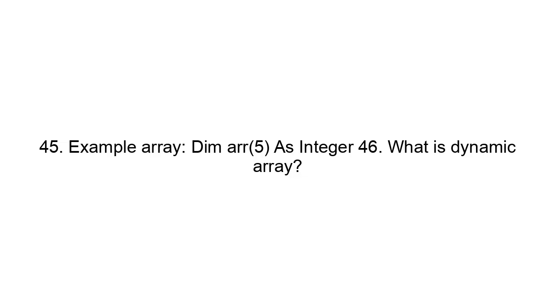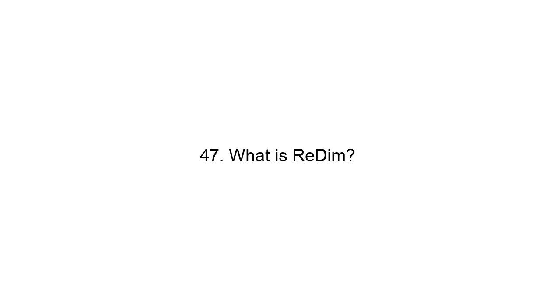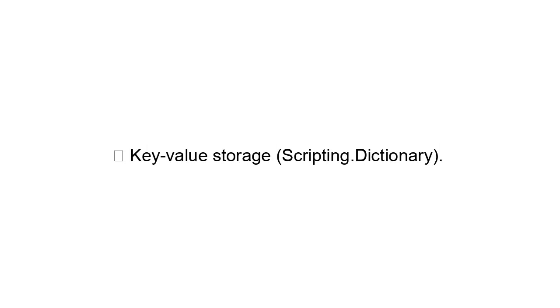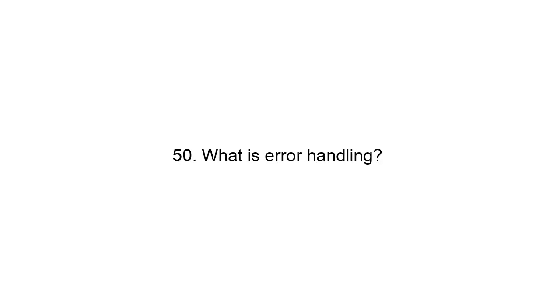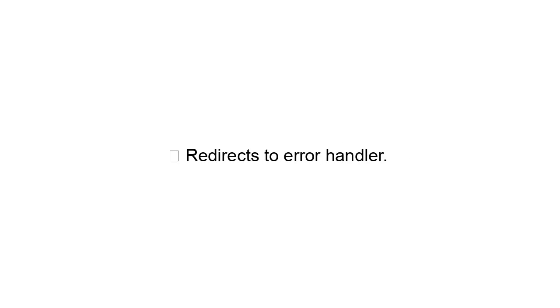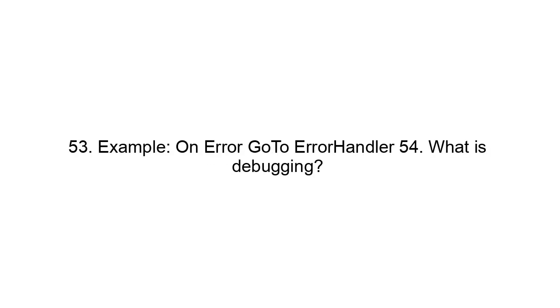46. What is a dynamic array? An array whose size is defined at runtime. 47. What is ReDim? It resizes an array. 48. Example: ReDim r(10). 49. What is a dictionary in VBA? Key-value storage: Scripting.Dictionary. 50. What is error handling? Managing runtime errors. 51. Example: On Error Resume Next. 52. What is On Error GoTo? Redirects to an error handler. 53. Example: On Error GoTo ErrorHandler.